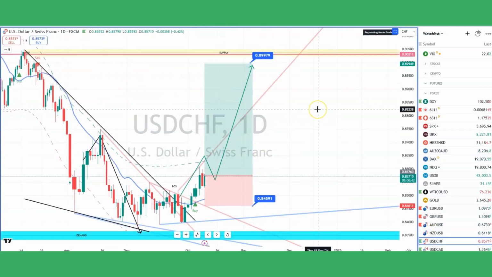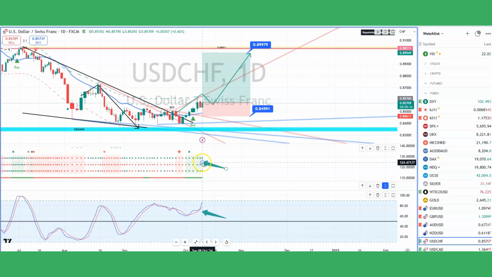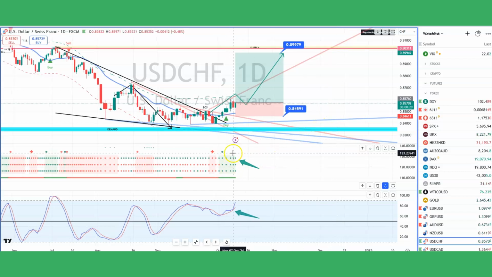The US Swiss, we've been in this for a while and it continues to go flat, of course, but all the buyers are still in, indicated by this special settings. And as soon as we see some sellers stepping in, then we'll pull it out. In the meantime, we'll just hold on.